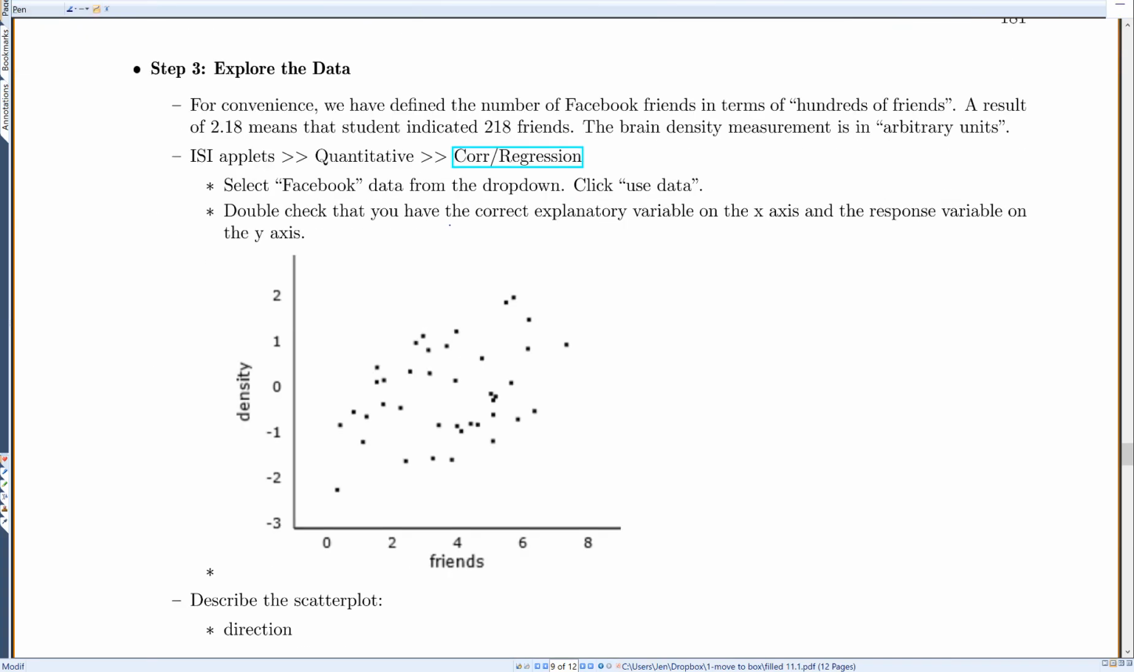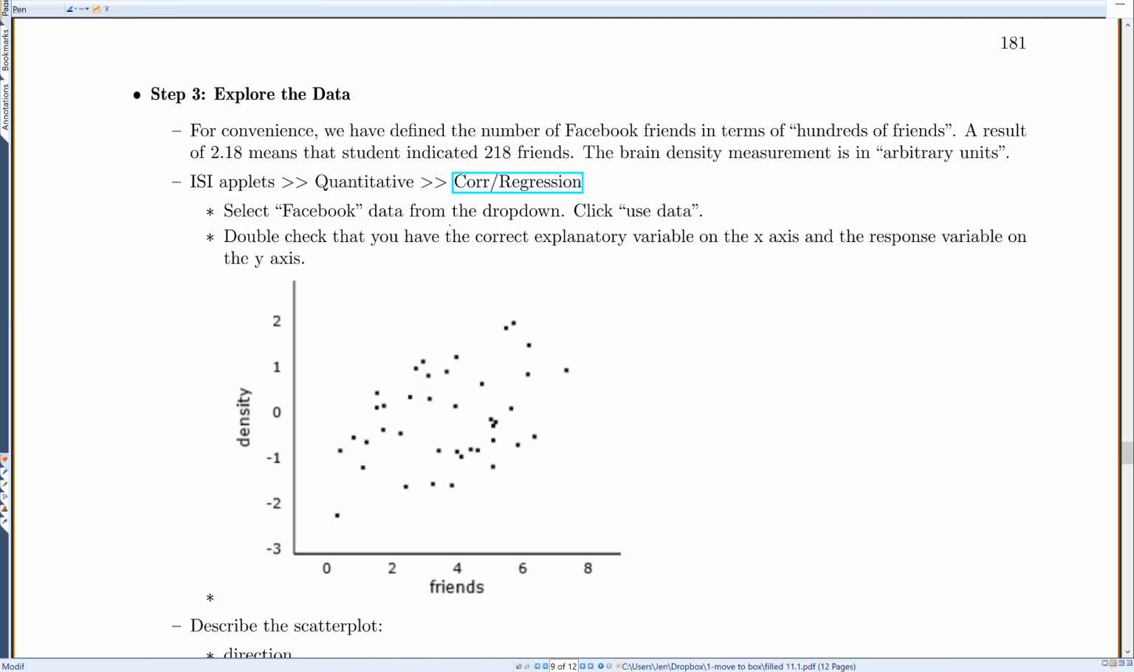Now let's explore the data. So for convenience, we have defined the number of Facebook friends in terms of hundreds of friends. So a result of 2.18 does mean that the student said 218 friends. And the brain density measurement is in some arbitrary units that we don't know.